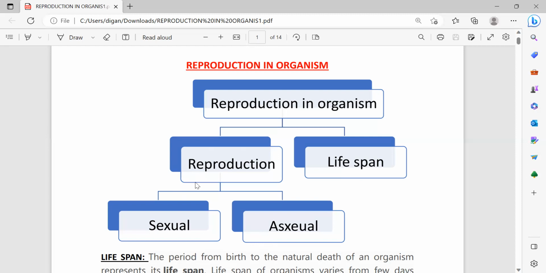So first come to reproduction. What is reproduction? Re means again, production means produce. So when one organism produces offspring of its own, that process is known as reproduction.